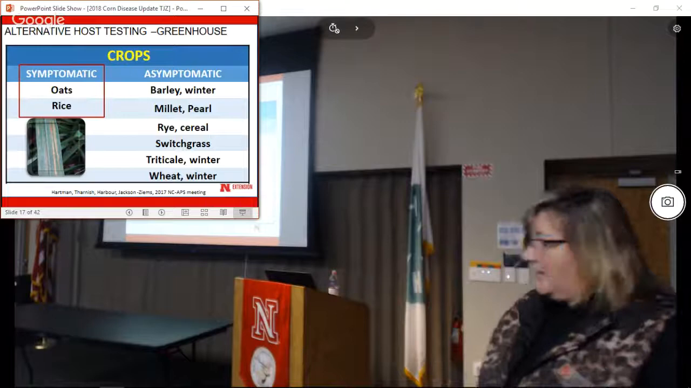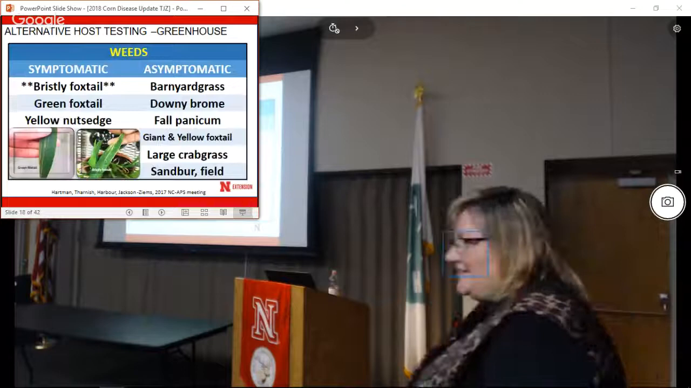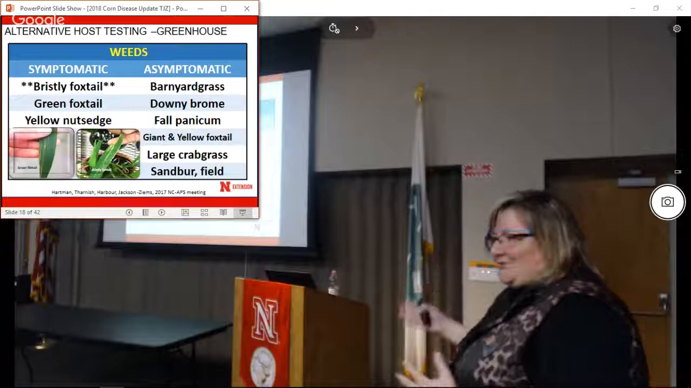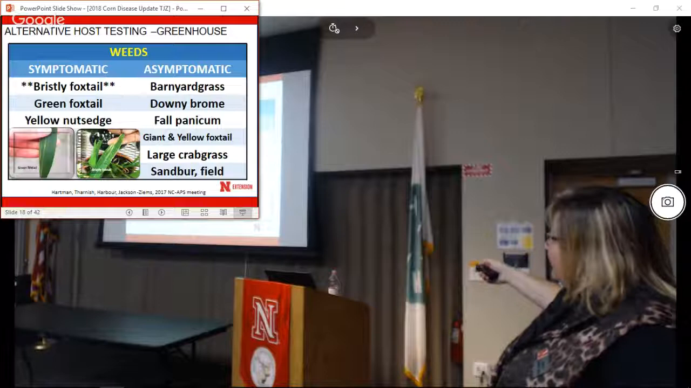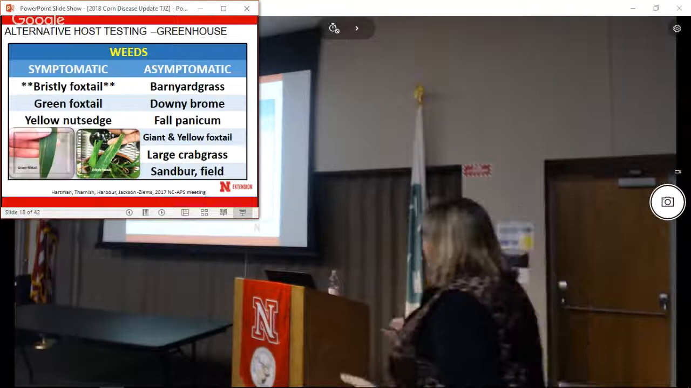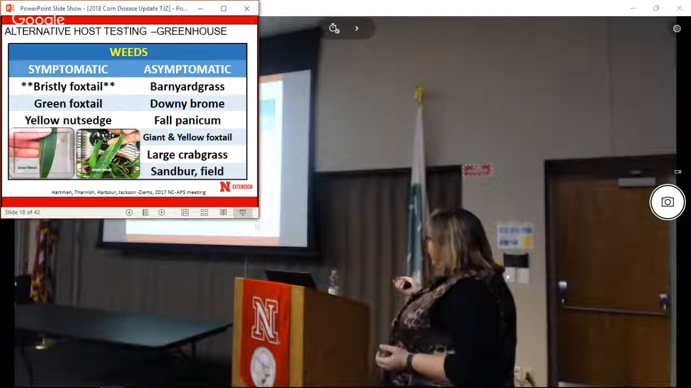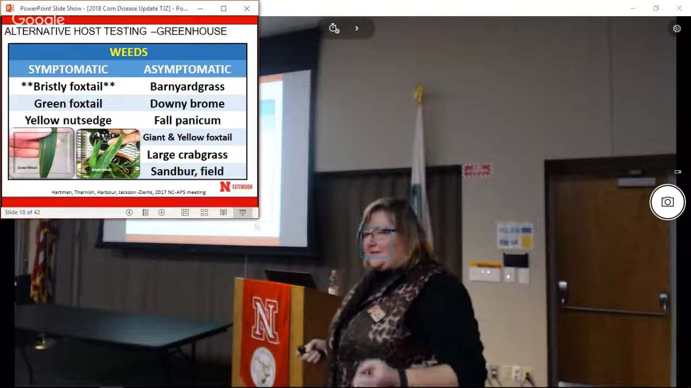In addition, we also looked at several weeds, or I should say Tara did, because I don't do the work. I just get to share the results with people like you, and so I have to credit my lab that all works together. Well, here's the better news on the right-hand side. These weeds apparently are not going to develop disease. They may harbor the bacteria. We're waiting to see. But bristly foxtail, green foxtail, and yellow nutsedge all were susceptible in the greenhouse test.